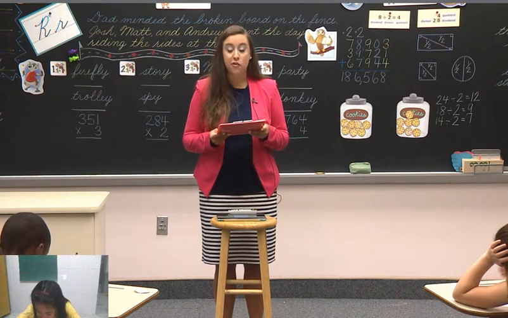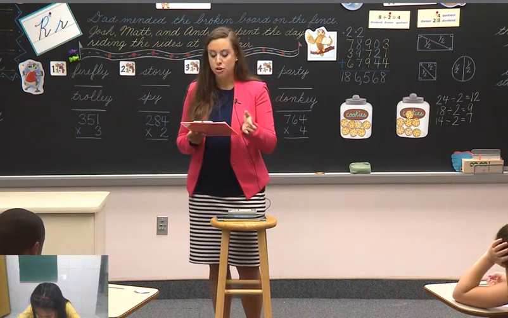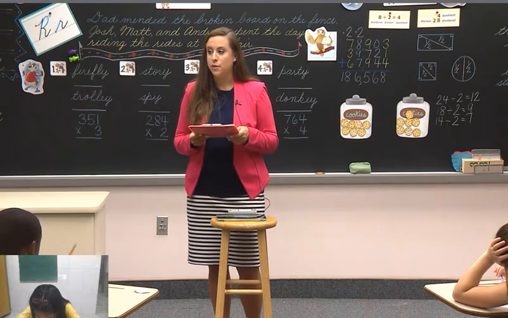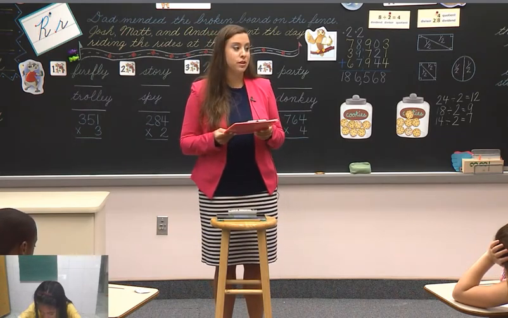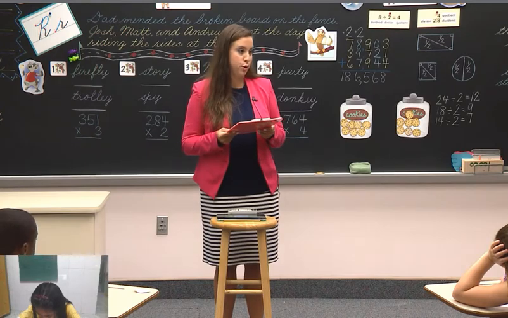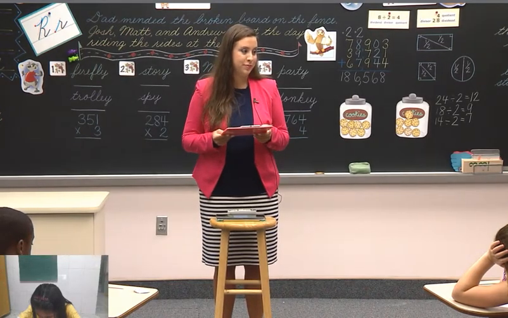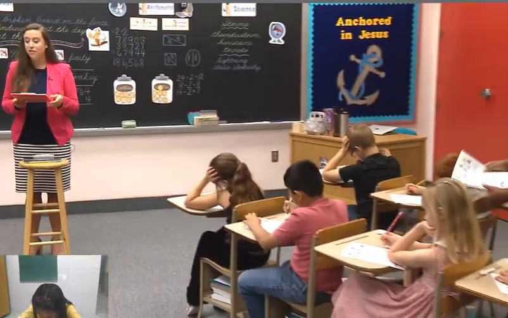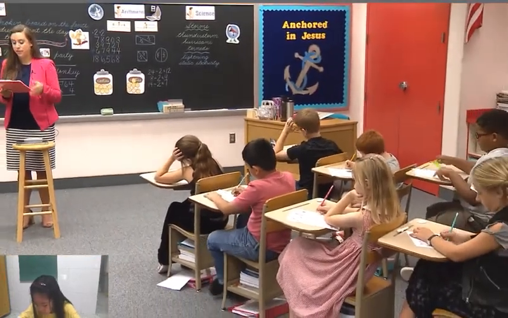For letter C, 14 divided by 2. Count over 14 mice. Draw a line. Put them into 2 equal groups. How many mice would you have in a group? Asa? 7. Good. 7, your quotient right on top.